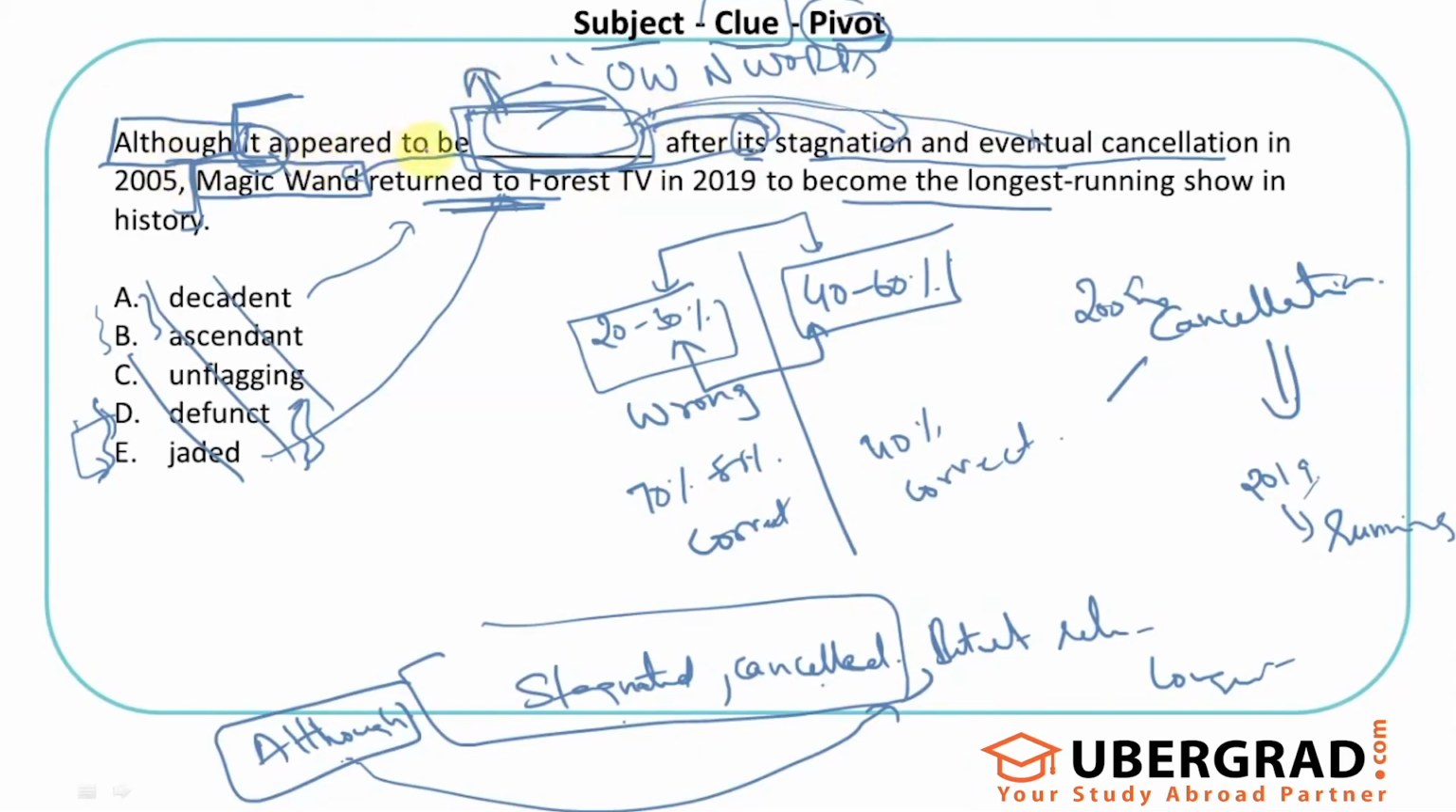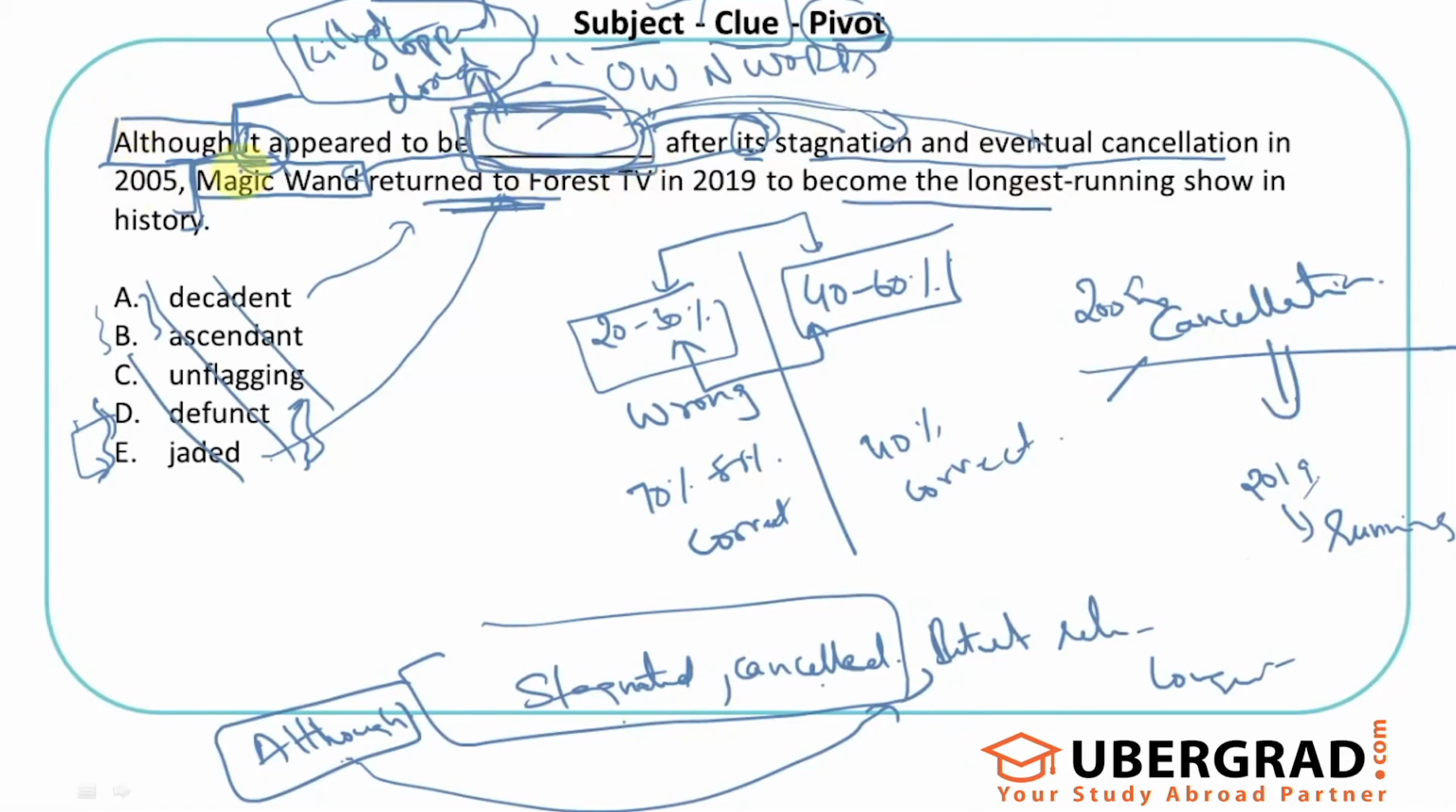Although the show, the Magic Wand, appeared to be stopped, or closed, or done and dusted, killed, or whatever I call it. Basically they stopped, they're done with the show. After its stagnation and eventual cancellation, Magic Wand returned to the Forest TV in 2019 to become the longest running show in history. So that's what I need to select the word. That's what you need to understand. The subject is the TV show. The clue was talking about the cancellation in the early part. Despite that, it's now become the running show. So the blank is here.